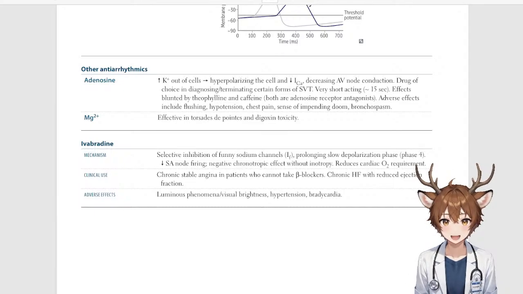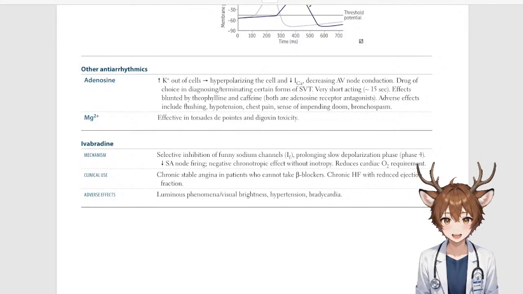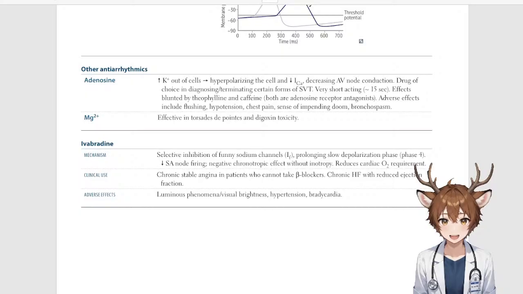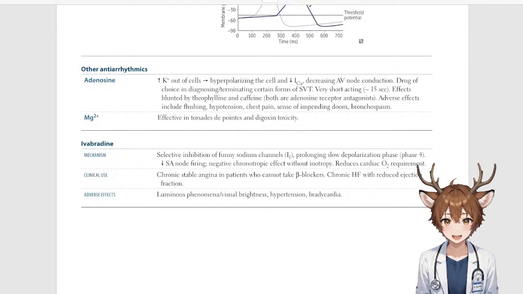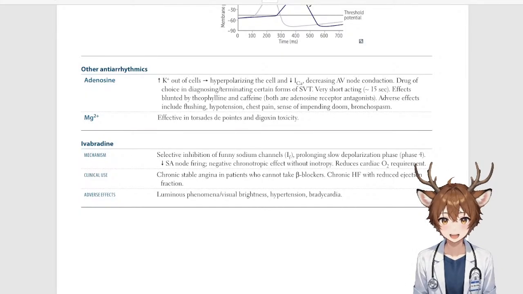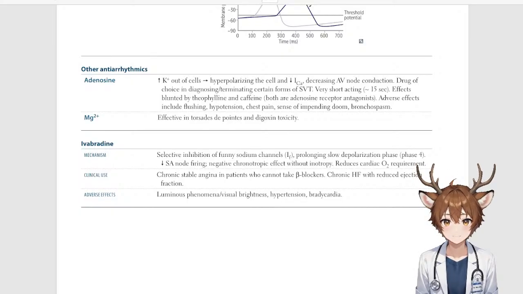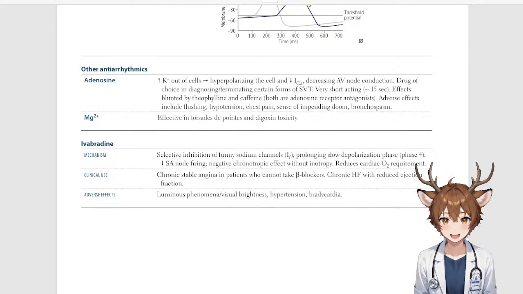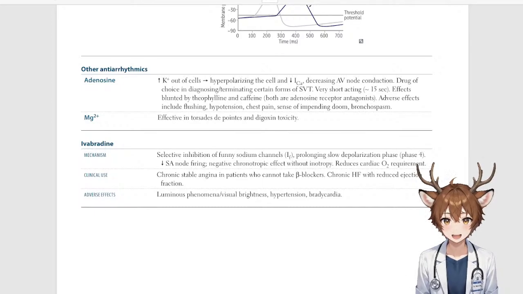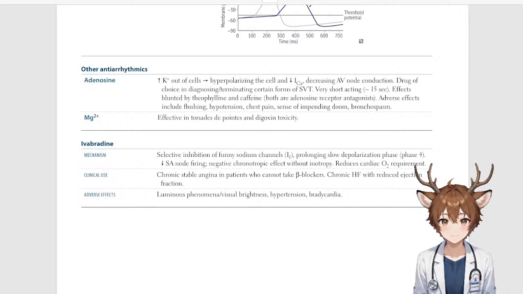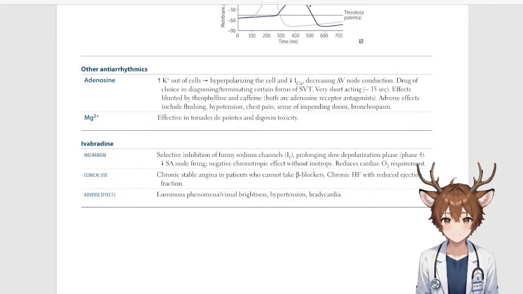Magnesium is effective in torsades and digoxin toxicity. Ivabradine mechanism: prolonged slow depolarization, phase 4, by inhibiting funny sodium channels. Oh, okay. Funny sodium channels. So those are calcium channels before. So when they say ICa, they mean calcium channels. I would assume that's what they mean.